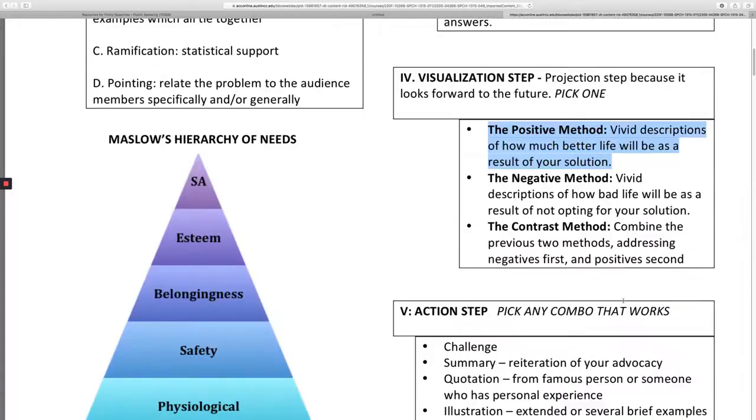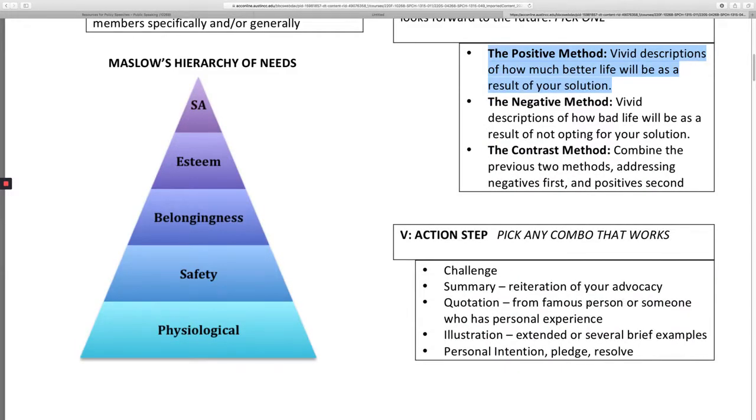So you pick one. And then finally, don't blow this off. Tell them specifically what you want them to do.